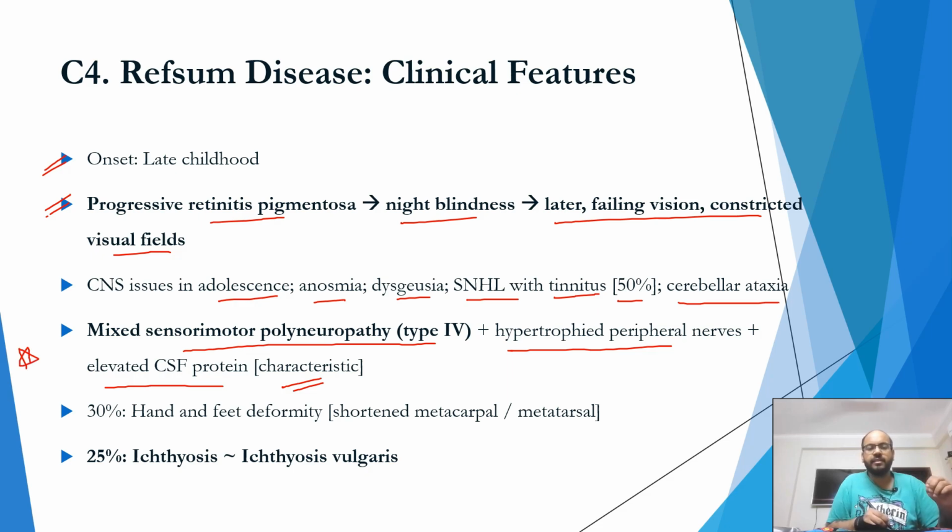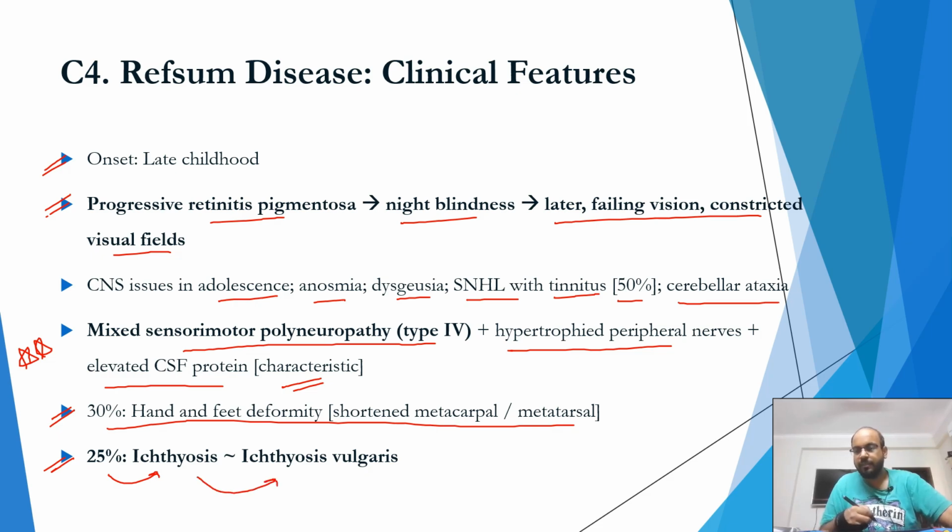So we can just remember it as a clinical triad or a laboratory triad, but that is not that important from the dermatology point of view. 30% show hand and feet deformity like shortened metacarpals and metatarsals, and 25% have ichthyosis, and the ichthyosis looks a bit like ichthyosis vulgaris. That means thicker scales on the limbs. Okay. So remember, Refsum disease is an example of a lipid storage disorder. Why? Because increased phytanic acid, because of the PHYH gene mutation, is replacing other fatty acids, and the function is not able to be properly performed.